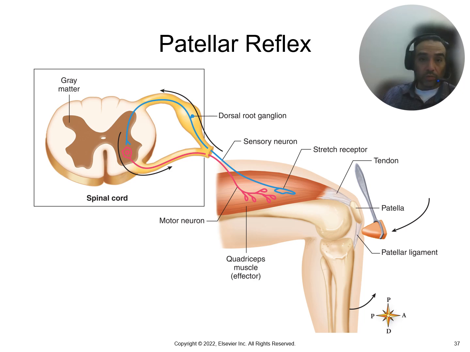The patellar reflex is what we see here. We talked about it a little bit in the last slide. This reflex is elicited by tapping the patellar tendon with that little doctor's hammer.